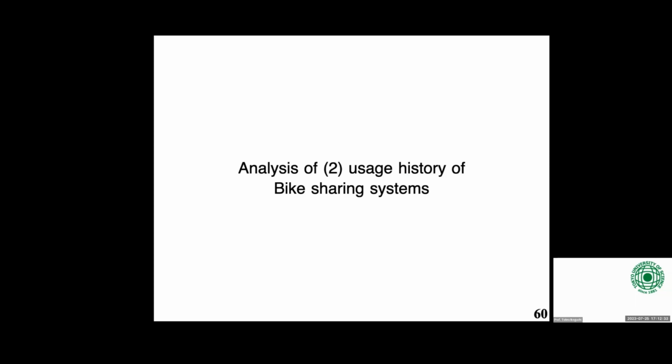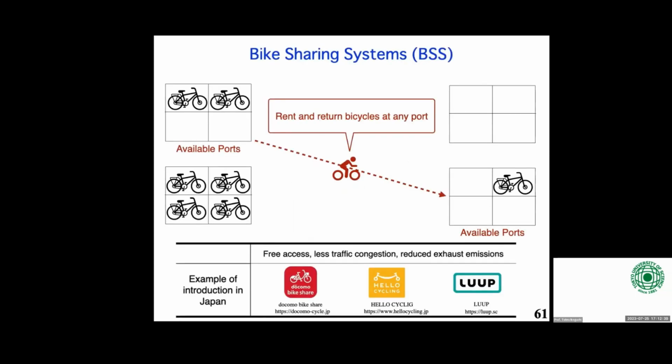So let me go to the second analysis part, which is the bike sharing system data analysis. Bike sharing systems are attracting attention as one type of transportation system which offers greater convenience than conventional public transportation systems.